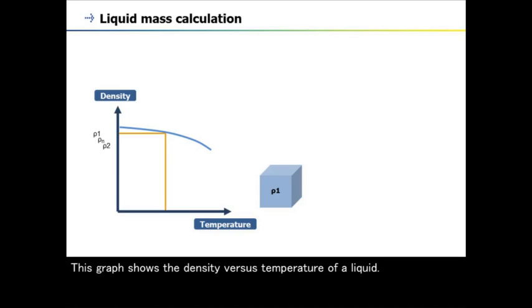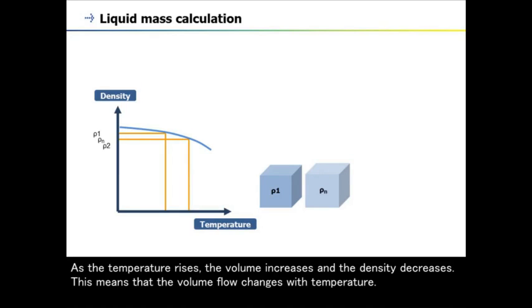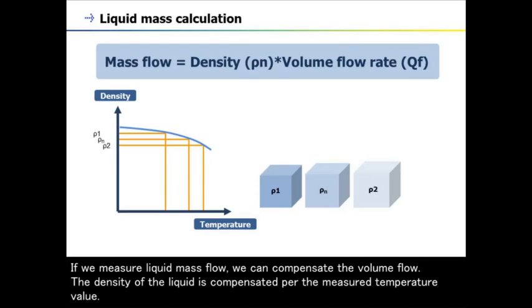This graph shows the density versus temperature of a liquid. As the temperature rises, the volume increases and the density decreases. This means that the volume flow changes with temperature. If we measure liquid mass flow, we can compensate the volume flow. The density of the liquid is compensated per the measured temperature value.